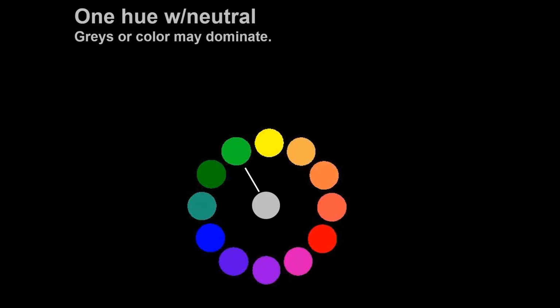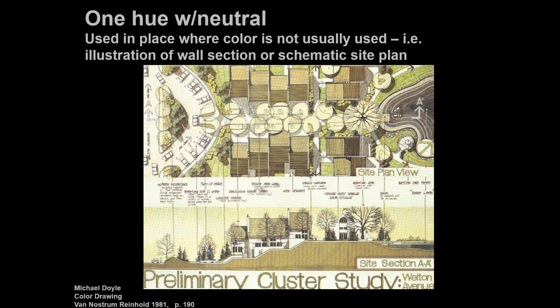Let's look at some basic schemes. One of the simpler schemes is a hue with a neutral. And in these schemes, grays or color may dominate. It depends. This is an example of one such scheme. Usually you use a hue and a neutral in place where color is not as important a piece. For example, a site plan, perhaps a wall section, something of that nature, where you don't need to have specific colors shown, but you want to show some differentiation of the different parts.